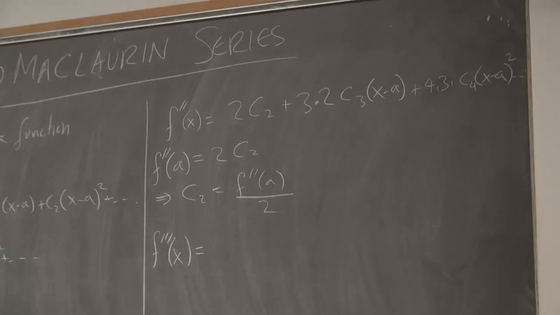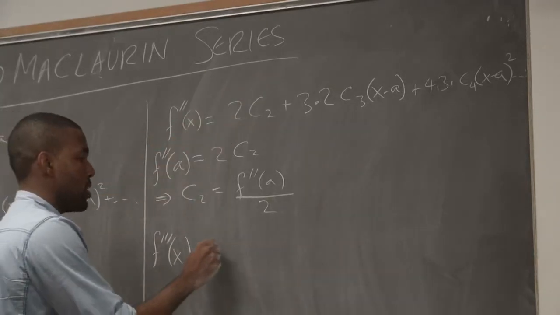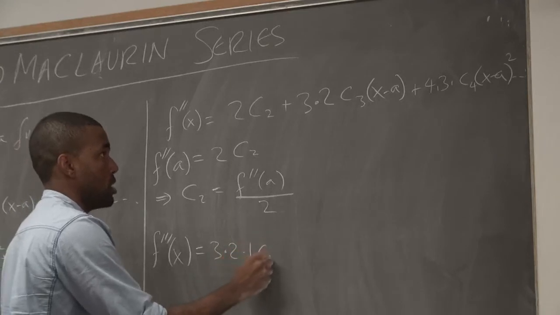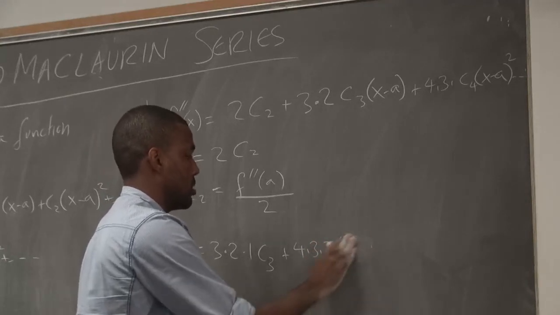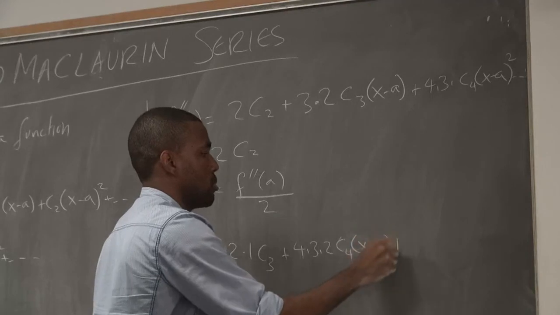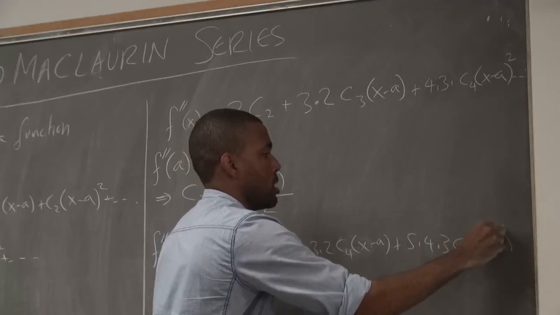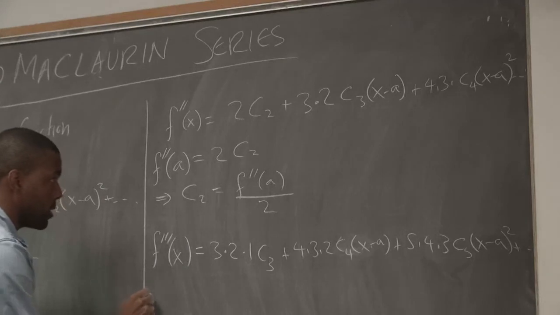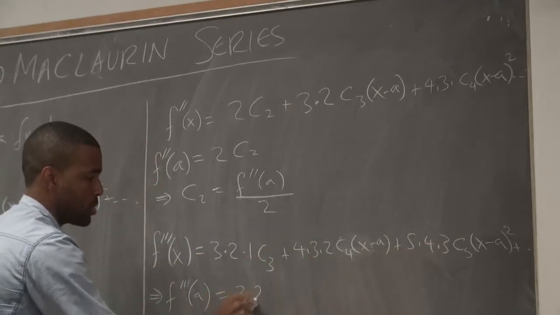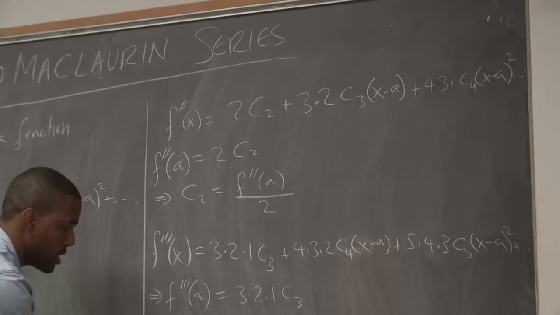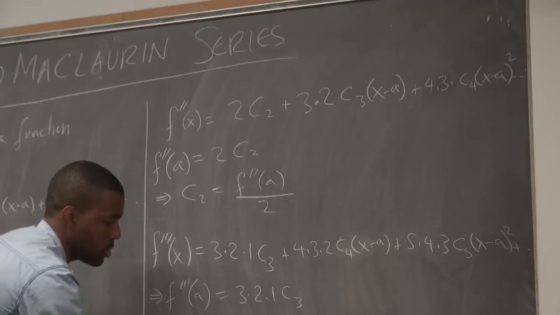You're going to see a pattern pretty soon. Which means I'm taking the derivative of this guy now. This goes to 0. This would be 3 times 2 times 1 c3, plus this would be 4 times 3 times 2 c4 (x minus a), plus 5 times 4 times 3 c5 (x minus a) squared, plus dot dot dot. And now, if I take f triple prime at a, everything here dies. I would have 3 times 2 times 1 c3, and so my c3 is actually equal to the third derivative over 3 times 2 times 1.